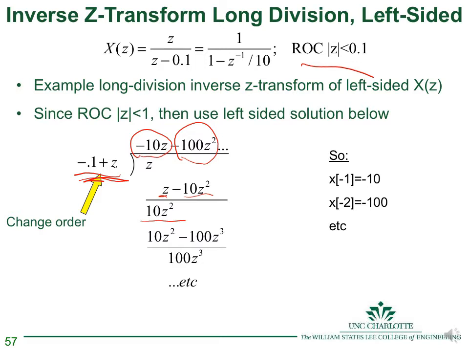And so the values of x now, from the definition of the Z transform, so x of minus 1 multiplies z, x of minus 2 multiplies z squared, and so x of minus 1 must be minus 10, and x of minus 2 must be 100, and so forth. I continue infinitely for that Z transform.